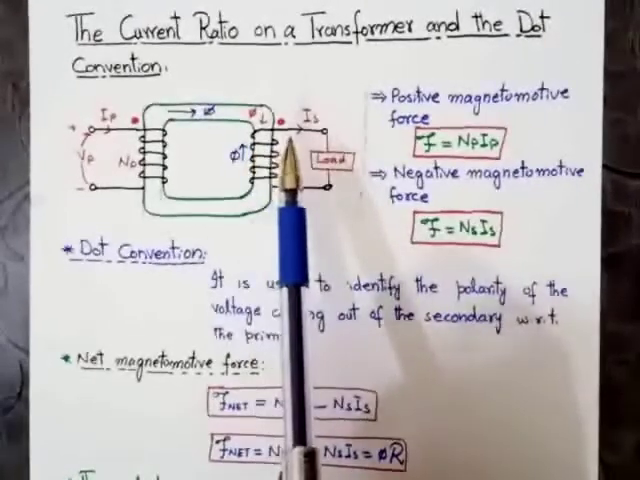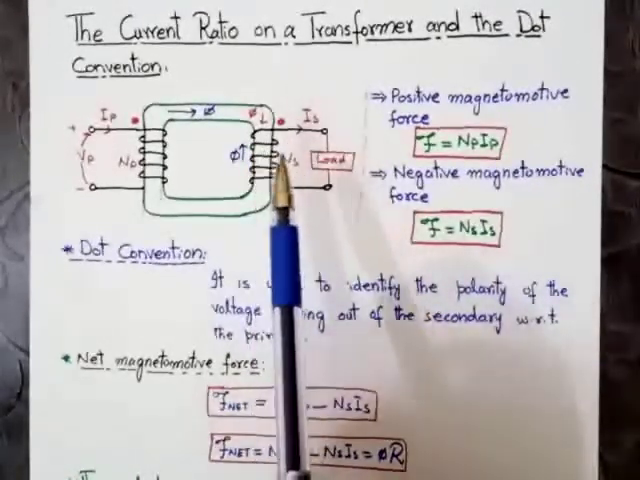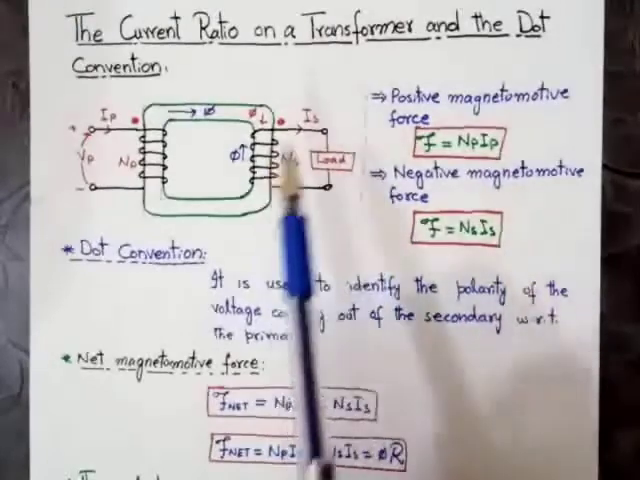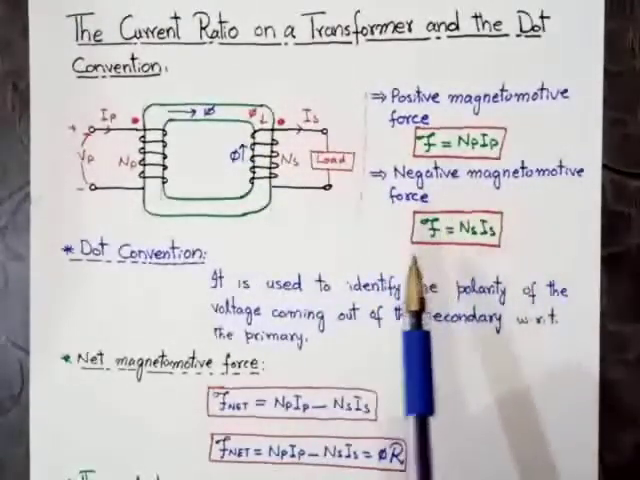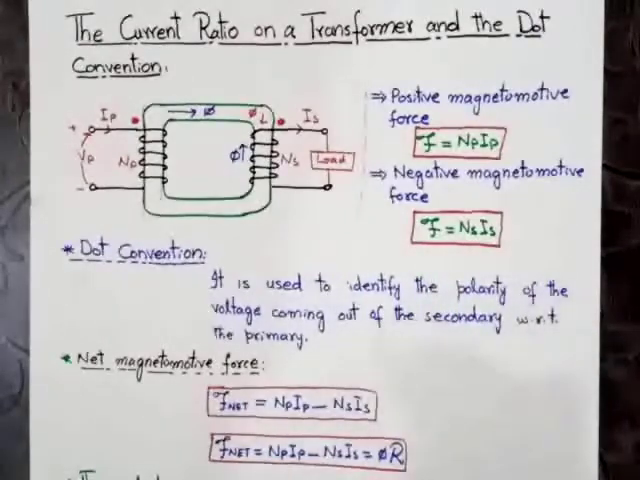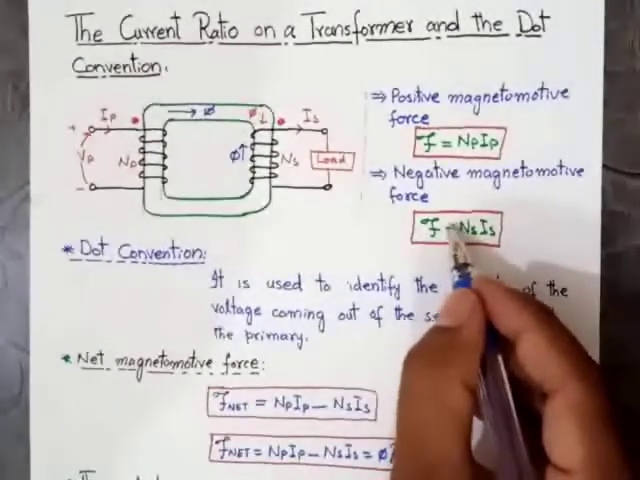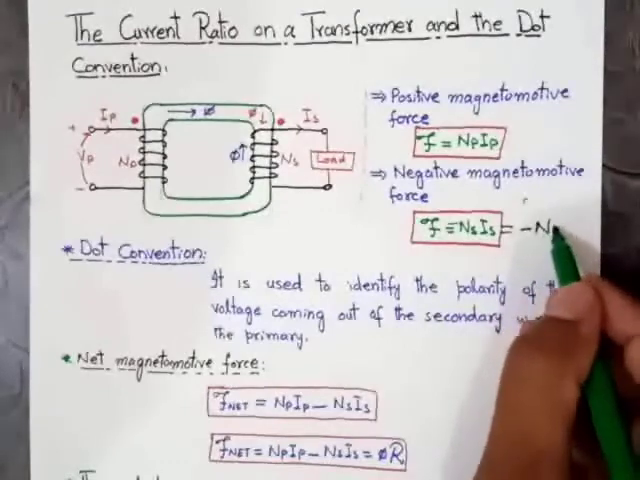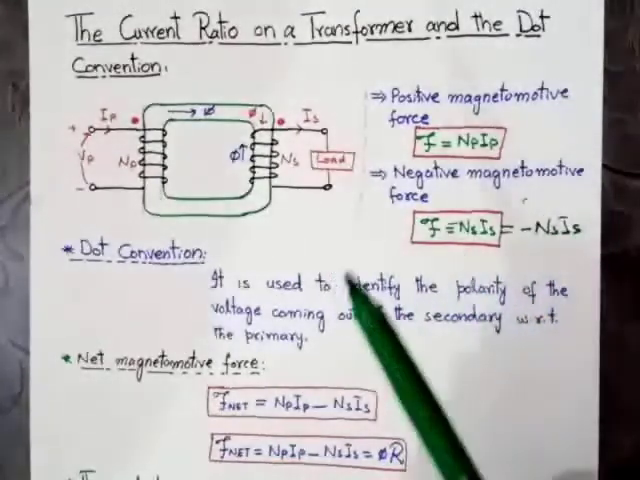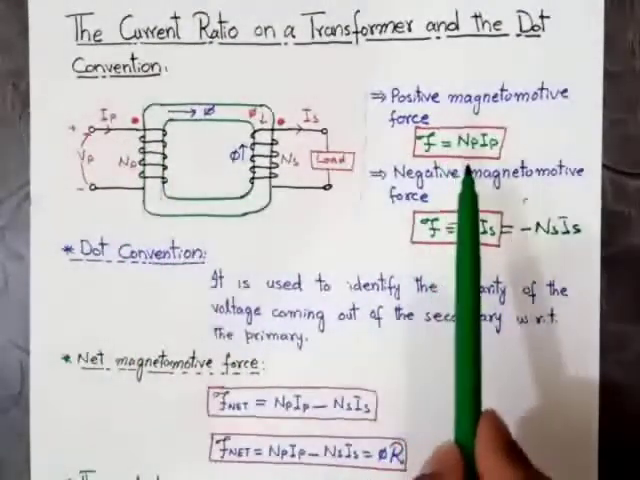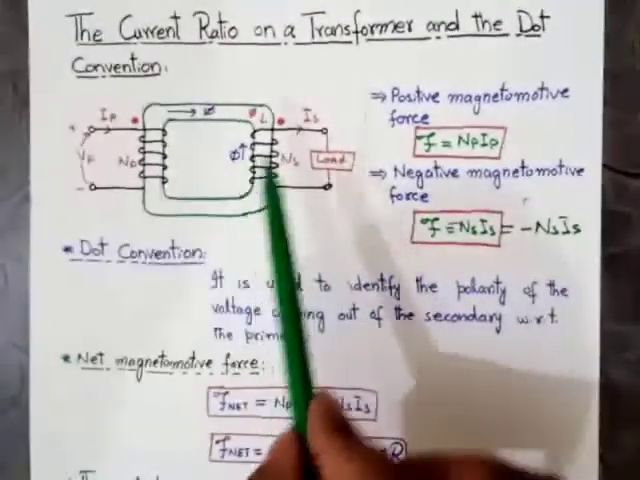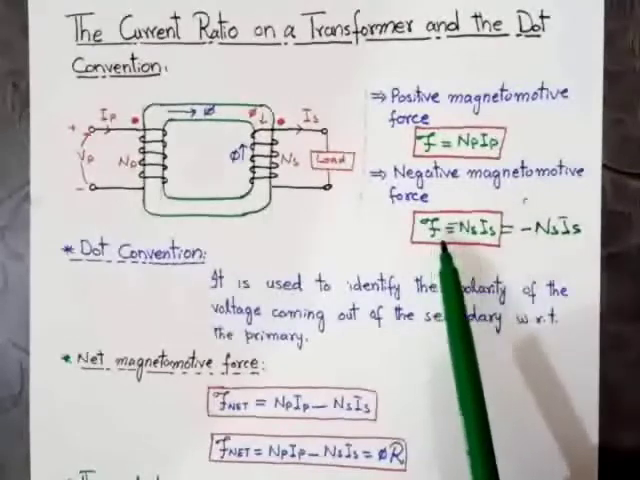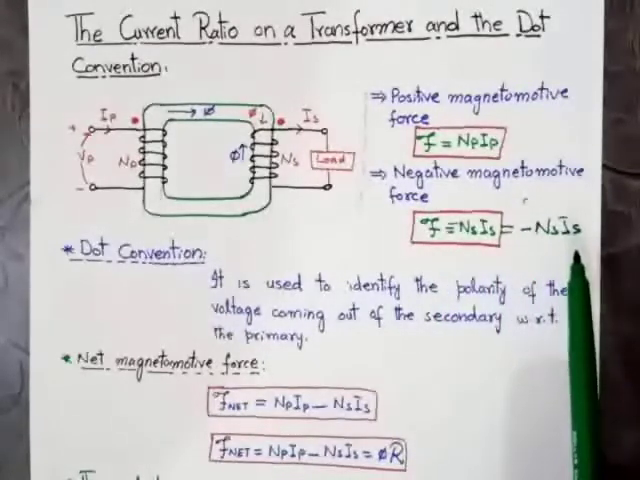When the current flows out of the dotted point, not into it, the magnetomotive force will be negative. That is, F will be equal to minus NS into IS. It means when the current flows into the dotted point, the magnetomotive force is positive, and when the current flows out of the dotted point, the magnetomotive force is negative.